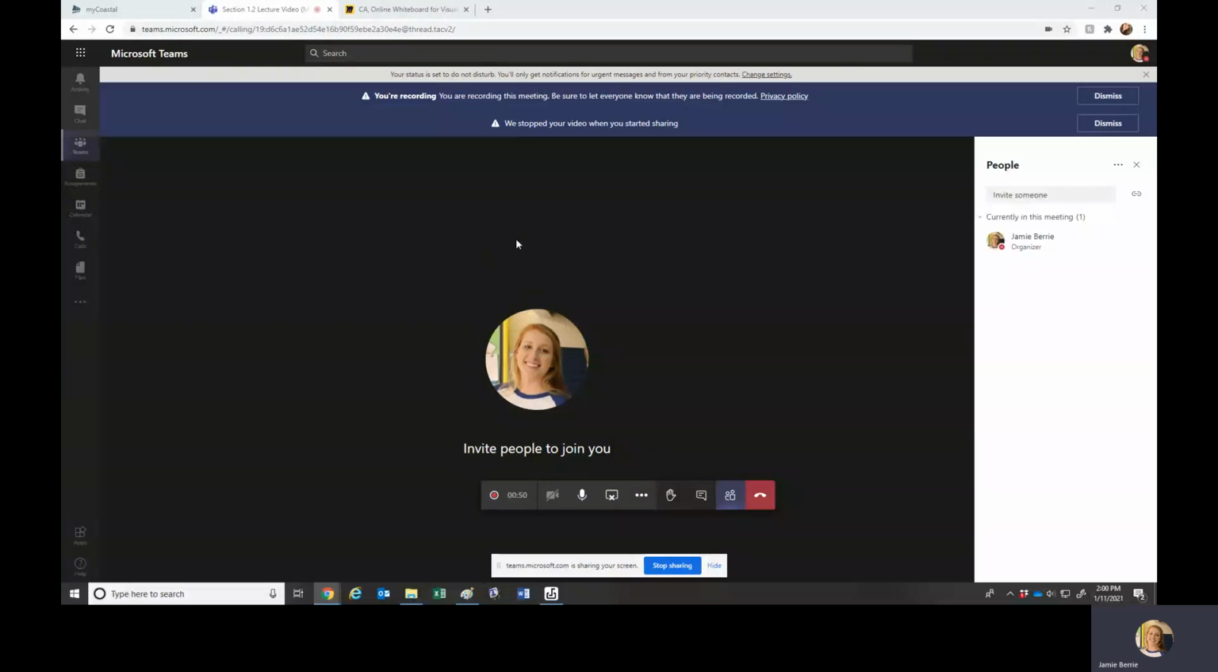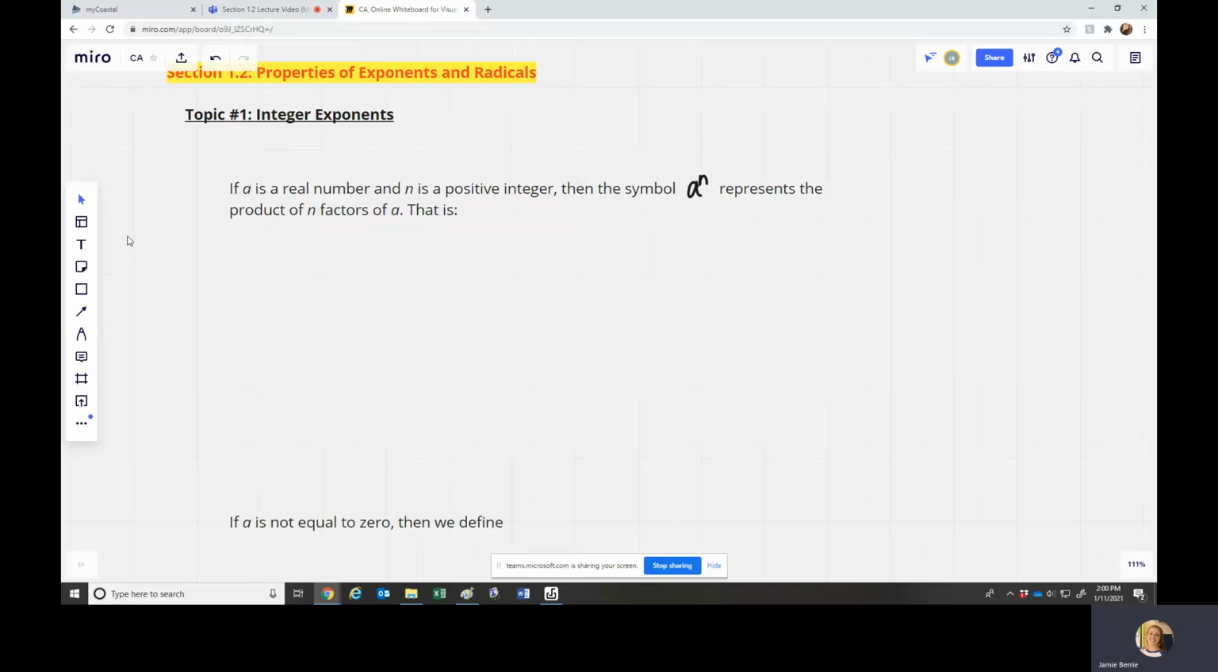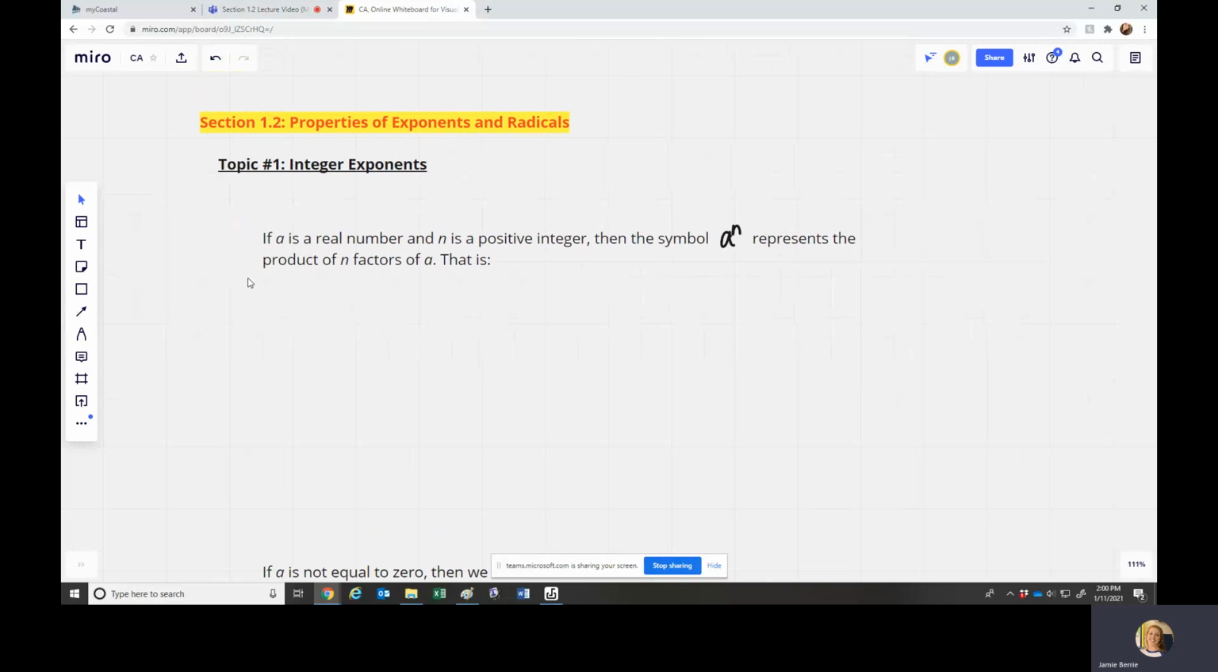All right, so I'm recording this in Teams because I like the way Teams works. That's why you see a Teams tab open there. So here's my whiteboard. It says section 1.2, properties of exponents and radicals. The first topic that we need to talk about is integer exponents. And we have a couple of definitions here to go through. Let me just specify here that these are definitions.